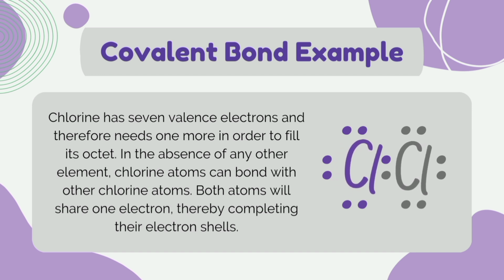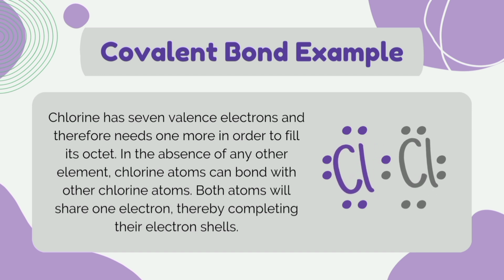In the absence of any other element, chlorine atoms can bond with other chlorine atoms. Both atoms will share 1 electron, thereby completing their electron shells.